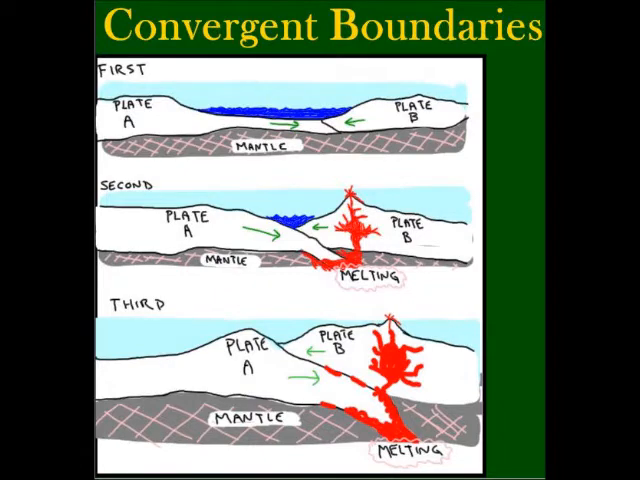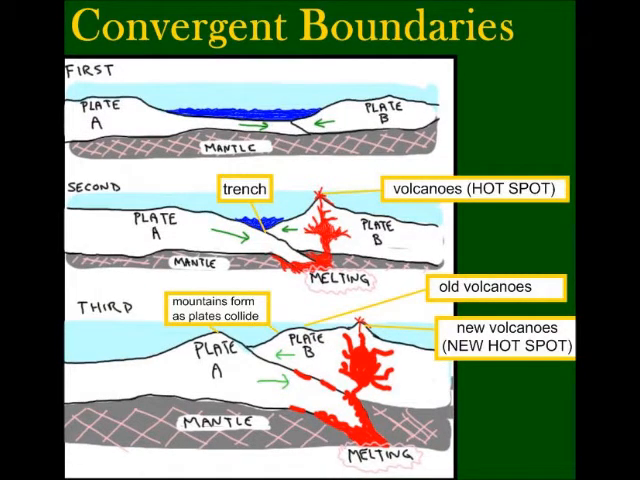The second kind of boundary we will investigate is a convergent boundary. And here we have a sequence, first, second, third as you go down. In the first sequence we have plate A and plate B coming toward one another. Over time, plate A may subduct underneath plate B. Notice that plate B, the oceanic crust, always goes underneath the continental crust because it's more dense. And where that subduction happens, we have the formation of a deep ocean trench.